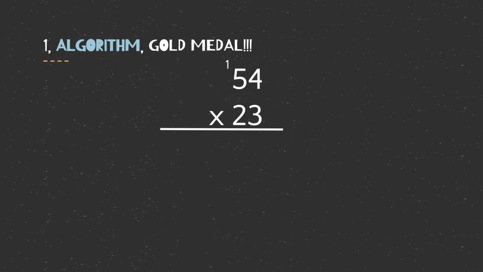Take the numbers 54 and 23. First, we have to stack them on top of each other. Then we do 4 times 3, which equals 12. Because this number is 2 digits, we put the 2 down here and put the 1 up there.